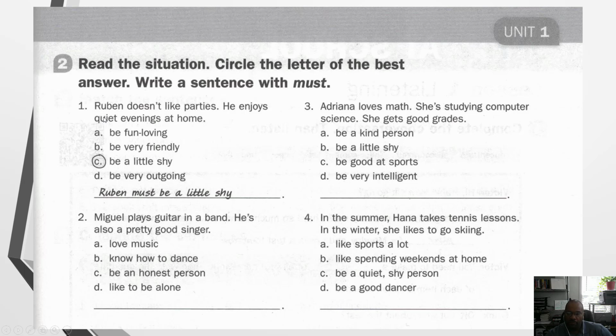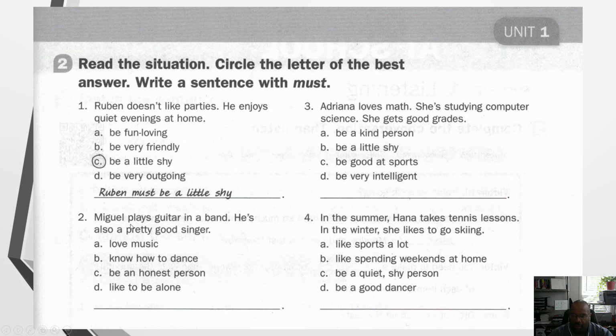Number 1 is done for us. Ruben doesn't like parties. He enjoys quiet evenings at home. So their answer here was C, be a little shy. And so how they wrote it out was Ruben must be a little shy. Let's see what I got for the rest of these. Hopefully you've taken some time to write these down and gotten the answers for yourself.